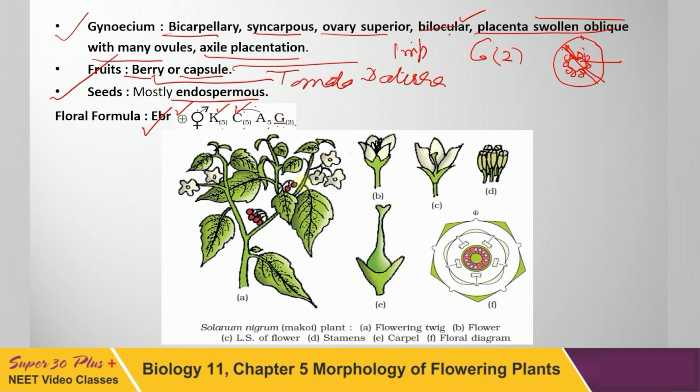This is one typical plant of the family, Solanum. This is Solanum nigrum, that is makoy, a flowering twig.